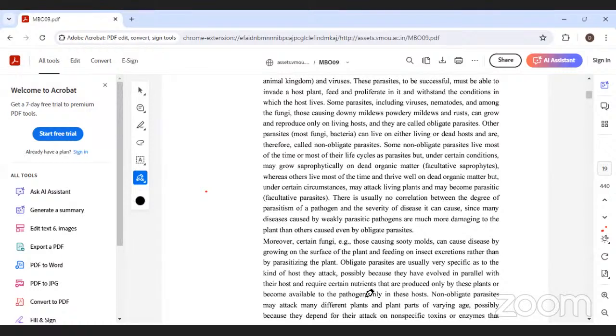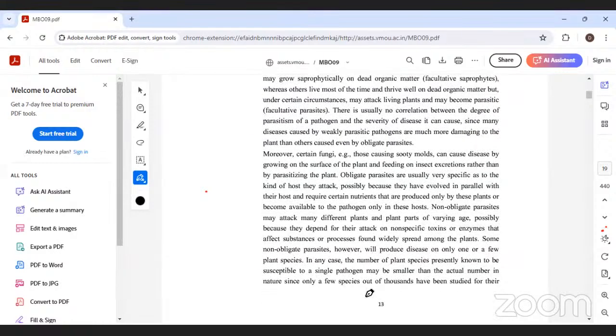parallel, or become available to the pathogen only in the host disease. This is non-obligate parasitism. They may attack many different plants and plant parts of varying age, possibly because they depend for their attack on what is called non-specific toxins or enzymes.